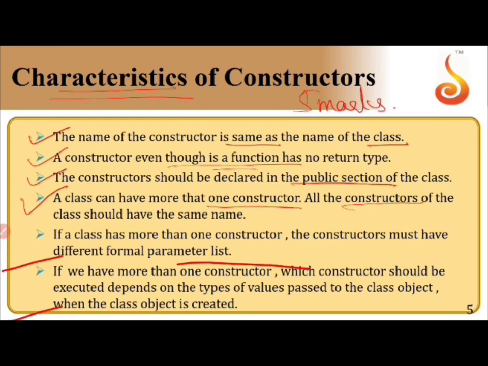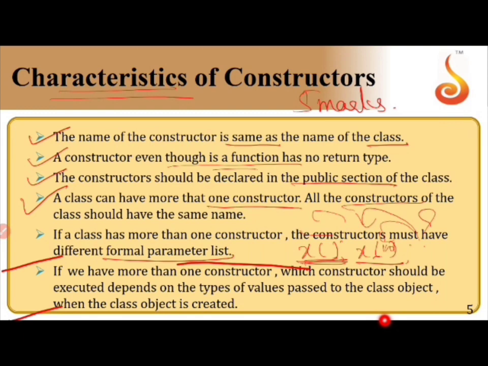And next is, if the class has more than one constructor, the constructors must have a different formal parameter list. Otherwise, suppose I have constructors of the same name without any difference, when I create an object, the compiler will not know which one to execute because both are the same. So if I say int here, because I am passing an integer argument to this and not passing anything to the other, when you create an object and pass an argument with it, it will execute this one, or otherwise it will execute the other.